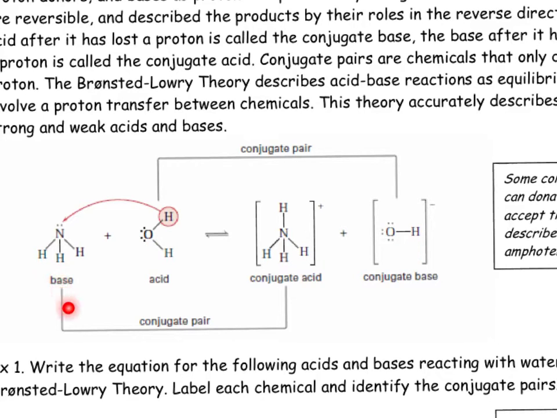The base, after it has accepted the hydrogen, is known as the conjugate acid. That is because in the reverse reaction, it can donate an H+ to another molecule. This makes NH3 and NH4+ a conjugate acid-base pair. The acid, once it's donated a proton, becomes a conjugate base.